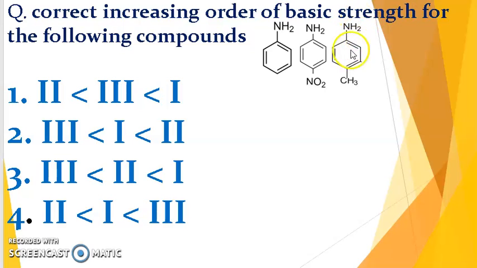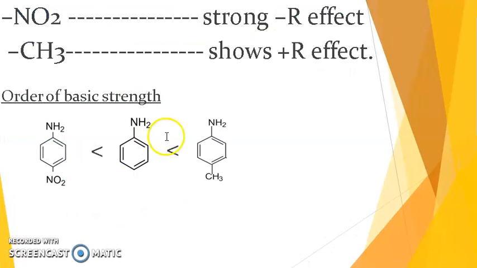So finally, what about the first one? First compound is there, no? See here, NH2 is there. NH2 group also, what happened? The electron density towards the ring increases the basic nature. So, what should come first for the basic nature? If you see the second compound, no? NO2. See here, see this picture also, you will get a clear picture about it.